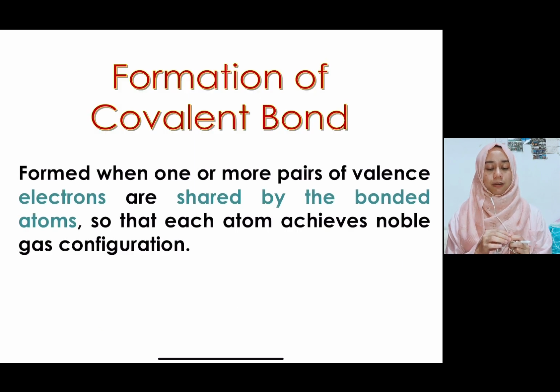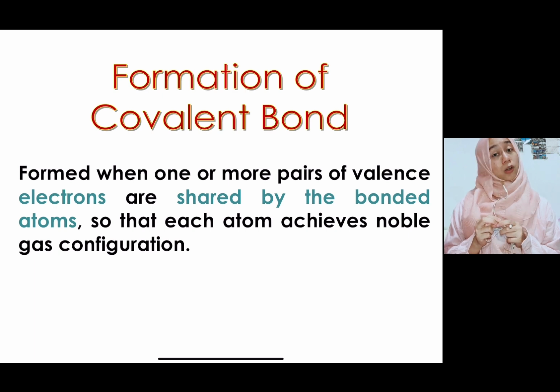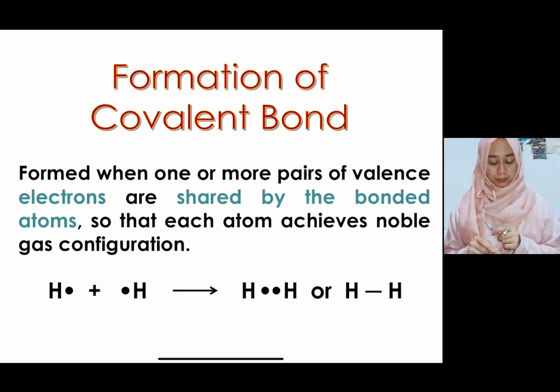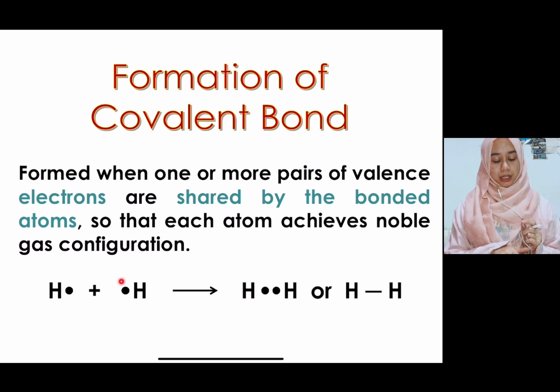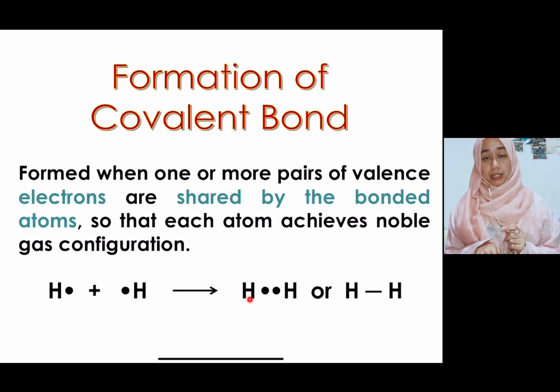Okay, so the formation of covalent bond is when one or more pair of valence electron are shared by the bonded atoms so that each atom achieve noble gas configuration. Noble gas configuration bermaksud dia nak mencapai octet lah. Okay, for example here kita ada hydrogen. So hydrogen ada 1 valence electron kan. Hydrogen yang ni pun ada 1 valence electron juga. So they share the valence electron. So now you get this. Okay, ni bahagian tengah-tengah ni dah share dah.